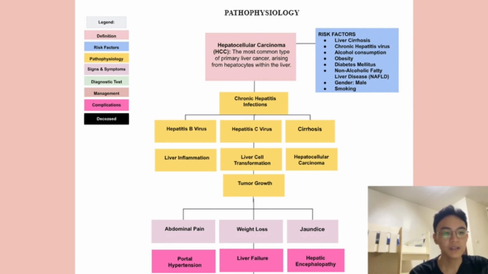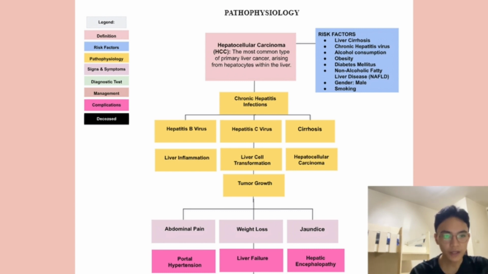So starting with this, chronic infection with hepatitis B virus, hepatitis C, and cirrhosis are the major risk factors for HCC development. Now, these viruses can lead to persistent inflammation and liver cell damage. This promotes the progression to cirrhosis and the subsequent development of cancer.